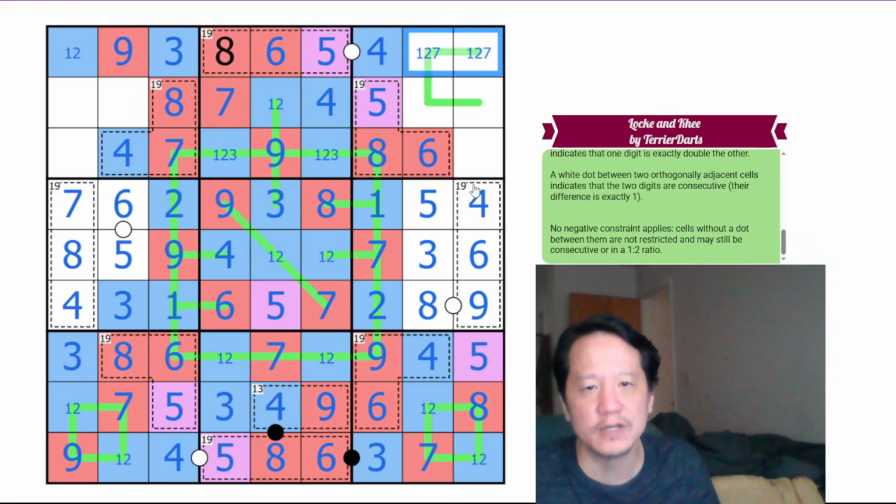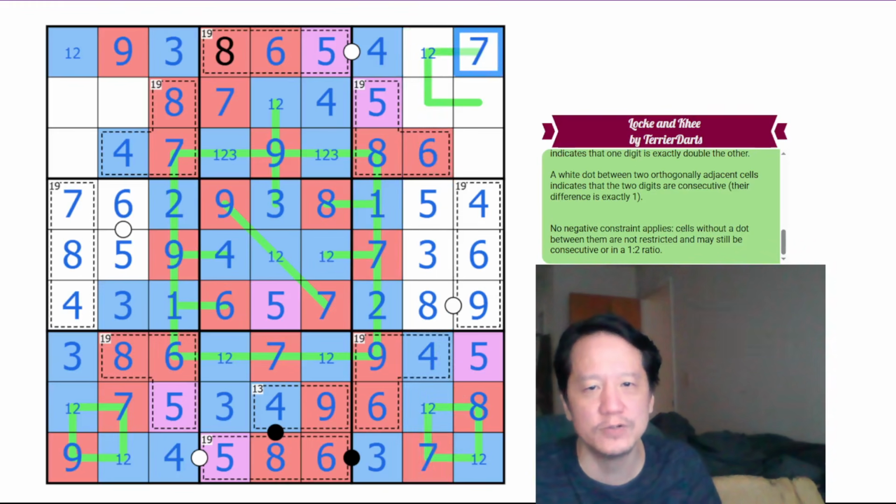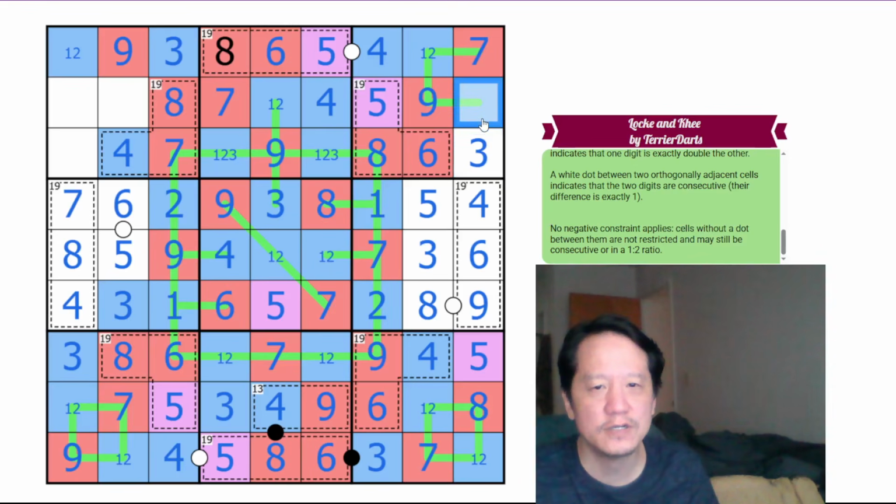So this cannot be 9 here. This can't be 7 because of 7 in the column. So this is 1 or 2, which forces this to be 7 and high. This is low. These are low, and this must be high. And it must be a 9. So this is 9. This is 3.